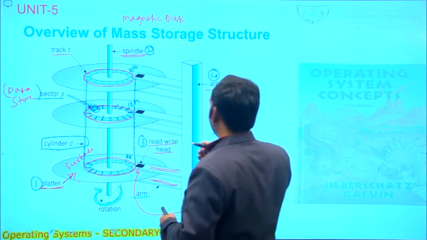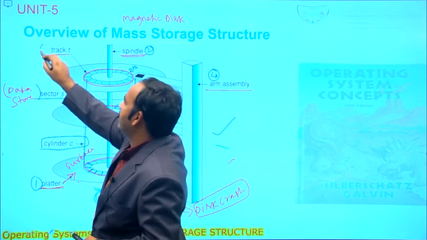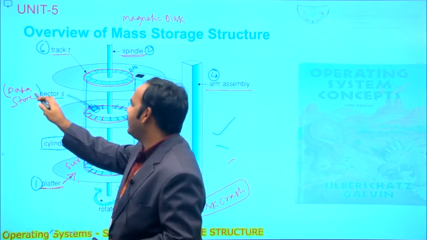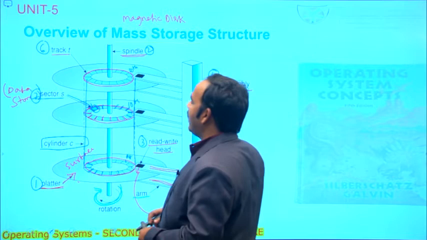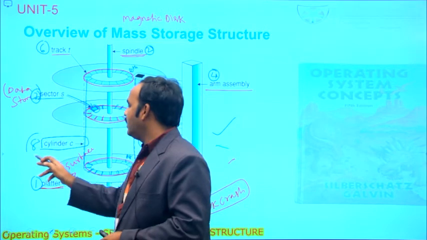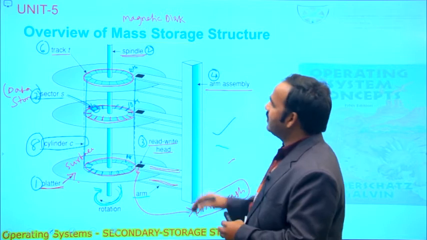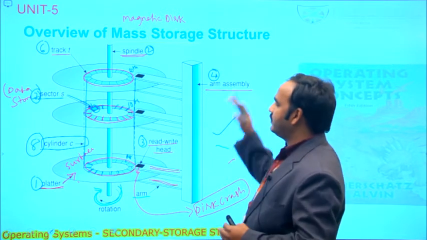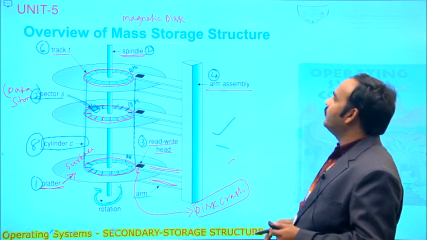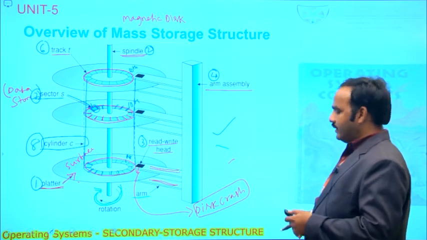After that, the logical divisions. Every surface is divided into tracks, and each track is logically divided into sectors. Next is the cylinder, which is the same numbered track on all surfaces. This is the overview of the mass storage structure, or the physical structure of the magnetic disk.